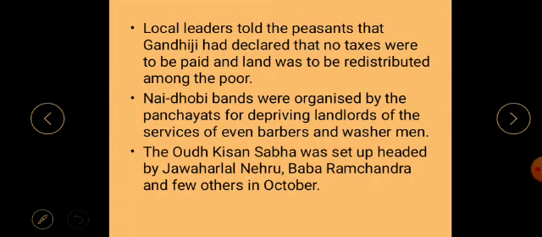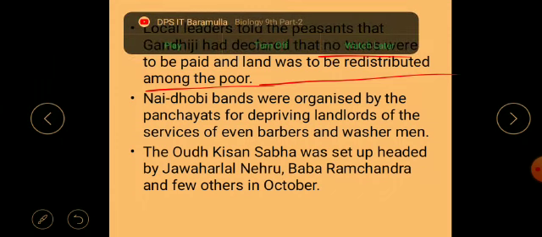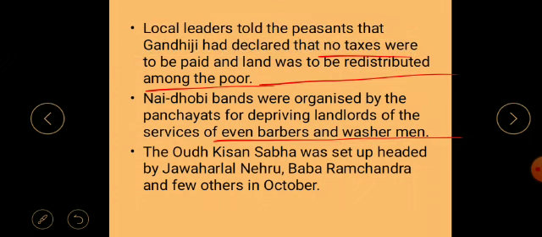And local leaders told the peasants that Gandhiji had declared that no taxes were to be paid and land was to be distributed among the poor. Nai-dhobi bands were organized by the panchayats for depriving landlords of the services of even barbers and washermen. The Awadh Kisan Sabha was set up, headed by Jawaharlal Nehru, Baba Ram Chandra, and a few others in October.